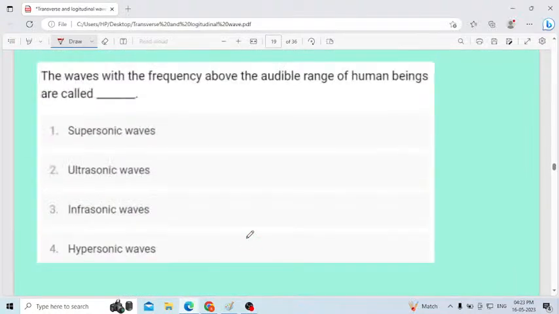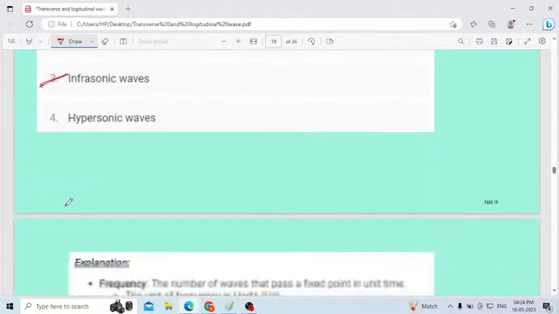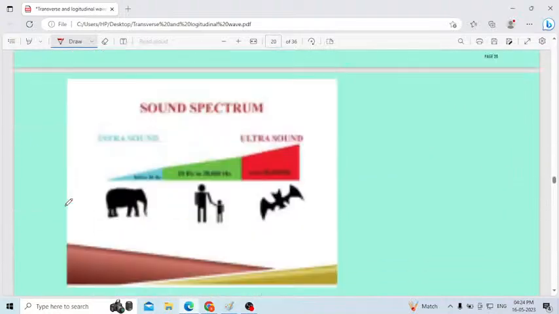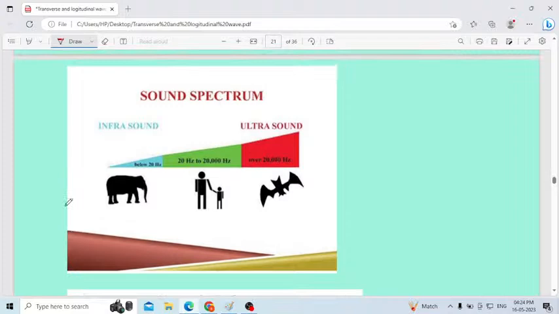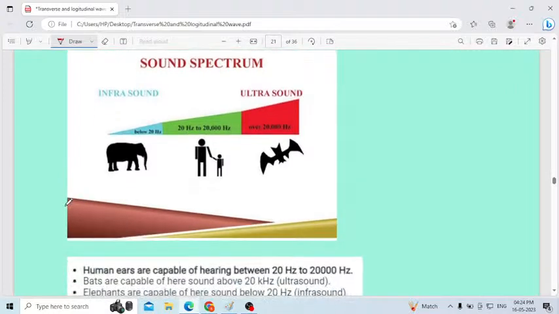Then answer this question. The waves with the frequency above the audible range, above 20,000 hertz, are ultrasonic waves. Easy question. Then next one, this one I included. Infrasonic, even elephants can listen below 20 hertz. Then human audible is 20 hertz to 20,000. Then above 20,000 hertz is ultrasound.